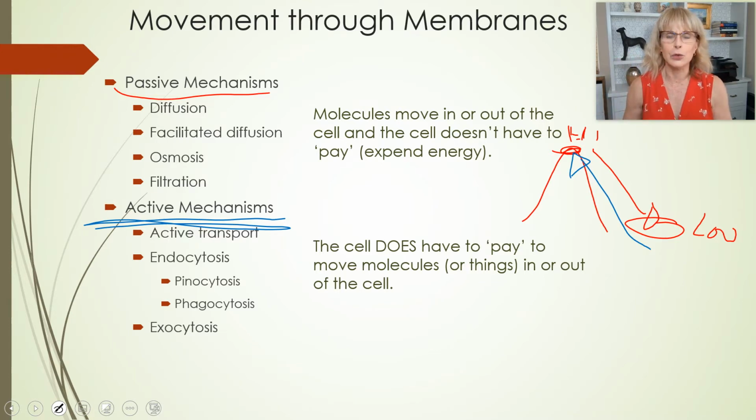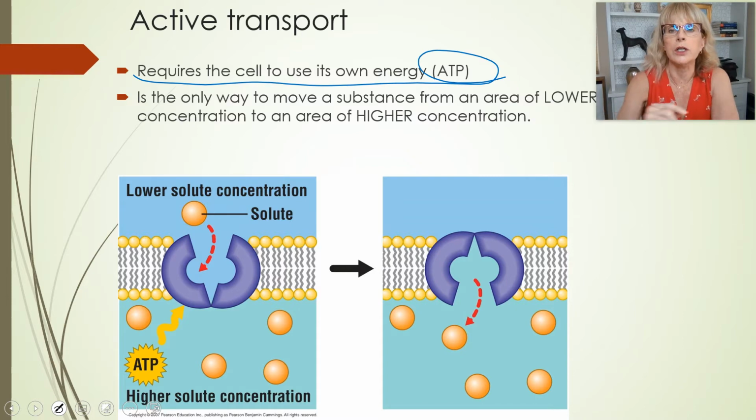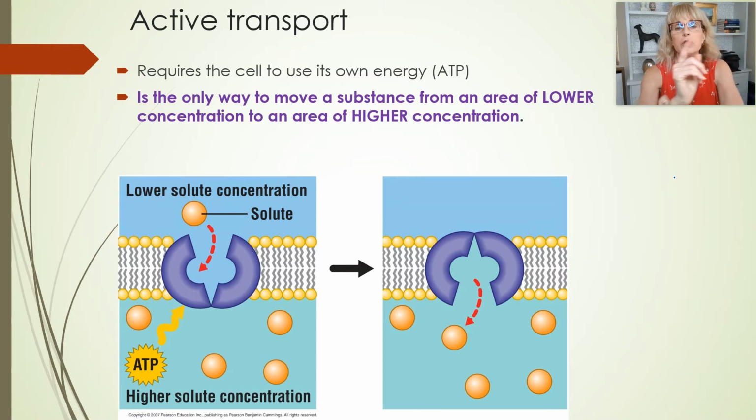A big story about why they want to do that will be found when we do neurophysiology. Understanding how nerve cells create action potentials, you've got to know facilitated diffusion and active transport. Right? So active transport requires the cell to use its own energy, its own ATP, and it is the only way to move substances from an area of lower concentration to an area of higher concentration.